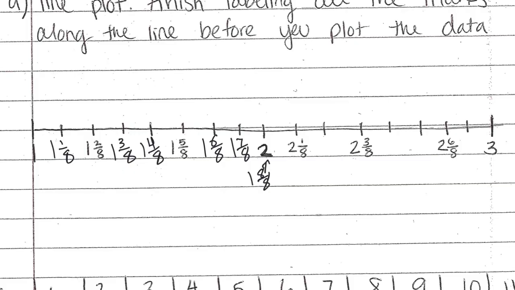Okay. Then they have 2 and 1/8, and then I would have 2 and 2/8. The next one is 2 and 3/8, and then I'm going to write 2 and 4/8, 2 and 5/8. They did 2 and 6/8. Looks like we're missing a tick mark in here. 2 and 7/8. And then, no, we're not. That's perfect because 3 is the same as 2 and 8/8, right? That's the same. Okay. Now we can start plotting our information.